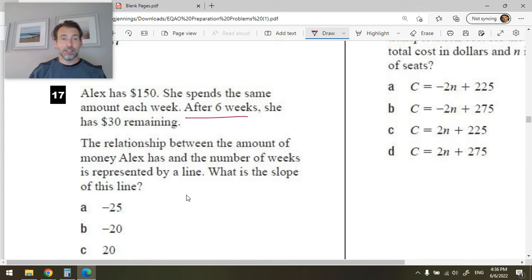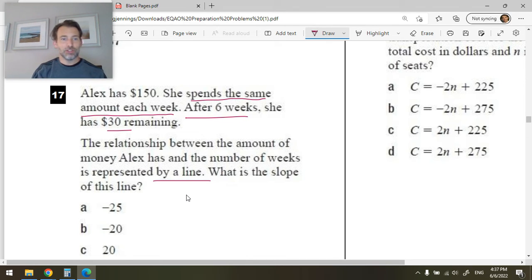After 6 weeks, she has $30 remaining. The relationship between the amount of money Alex has and the number of weeks is represented by a line. The reason it's represented by a line is because she spends the same amount each week. If she spent a different amount each week, it might be a curve. It might jump around. It's not that same amount, so it makes a line.